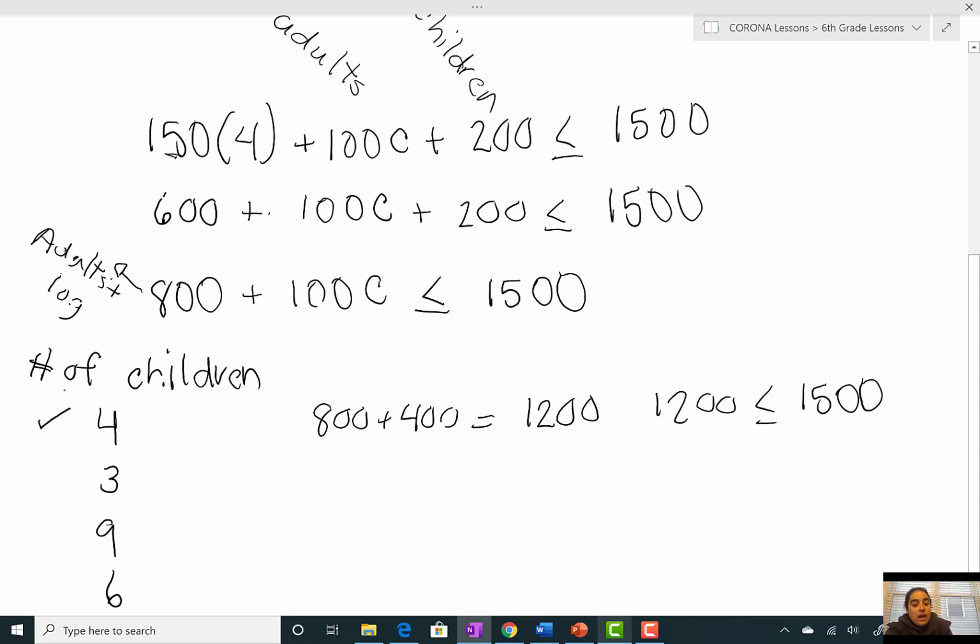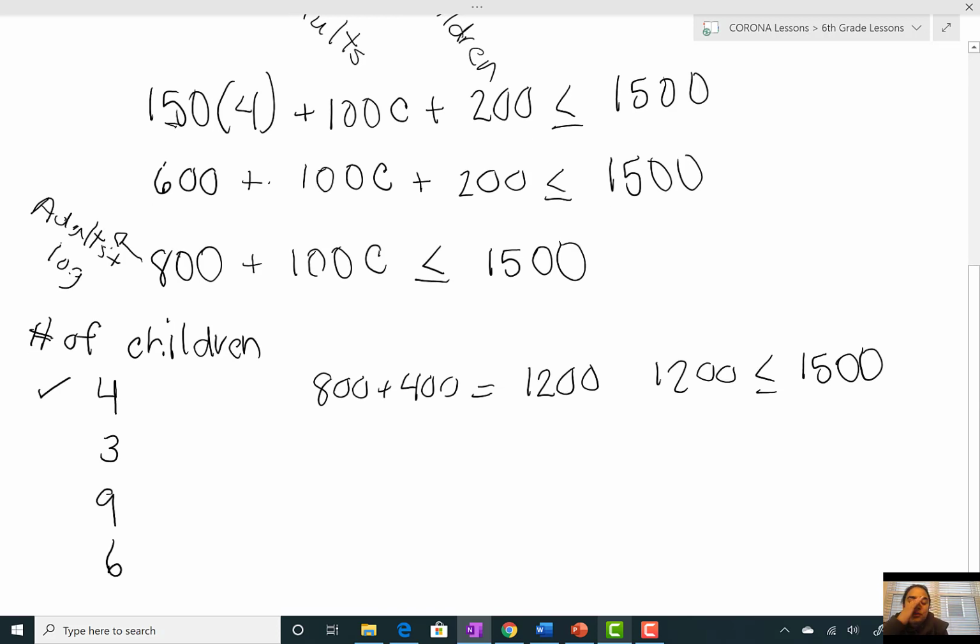I'm going to put a check. Now, if we know 4 children could go safely, that also probably means 3 children could go safely because that's less. But let's plug it in. 3 for where the C is, 3 times 100 is 300 plus 800, is 1,100. 1,100 is less than or equal to 1,500. So far, 3 works. Let's try 9.